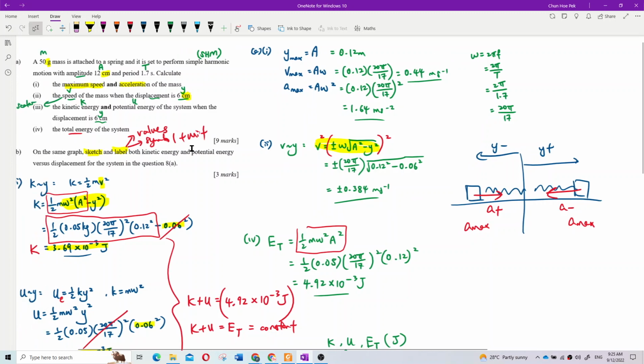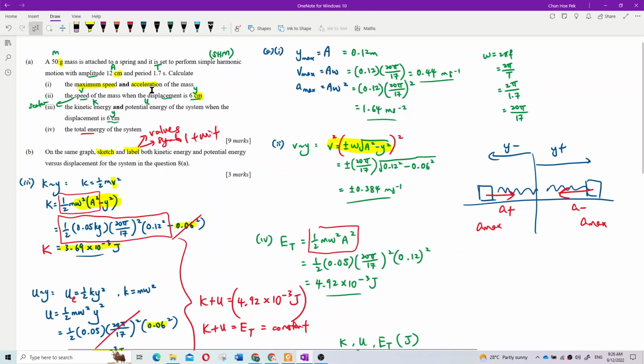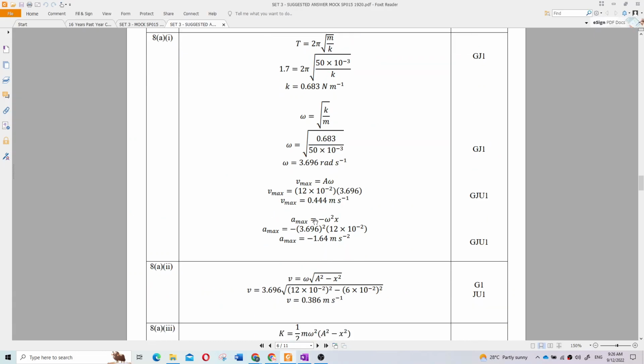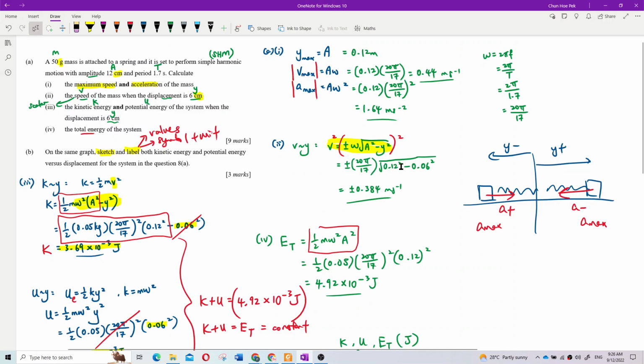So this question asks for maximum acceleration. It doesn't mention which amplitude, so it doesn't specify which one. It just wants the magnitude only, so no need to put the negative sign. Maximum acceleration can be negative or positive depending on the position, so just put the positive value and ignore the negative sign. If you put the negative sign, we also just accept, because it comes from the formula a equals negative omega square y. Just magnitude. Understand, class?